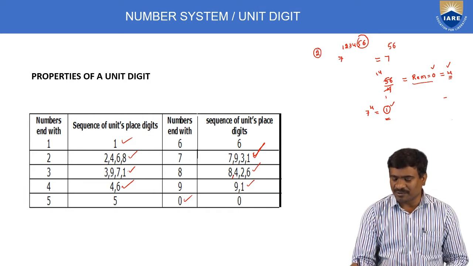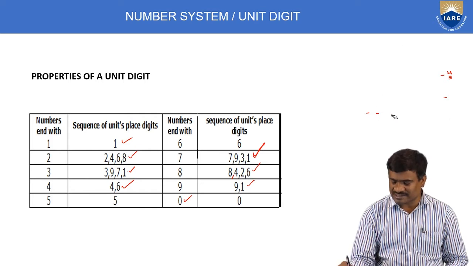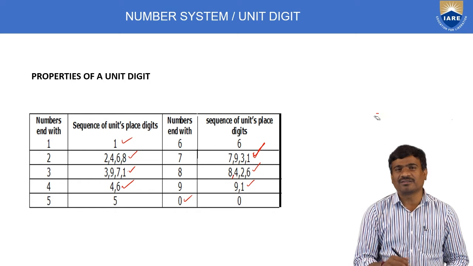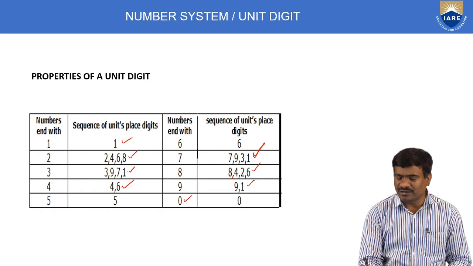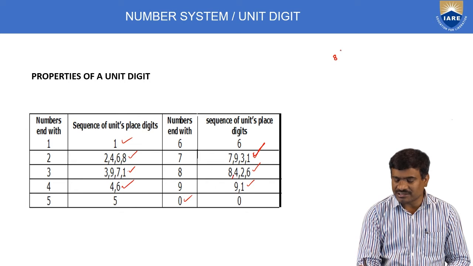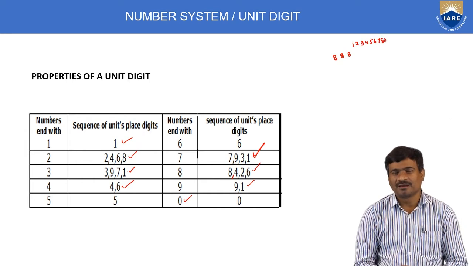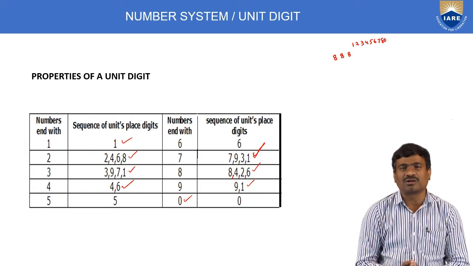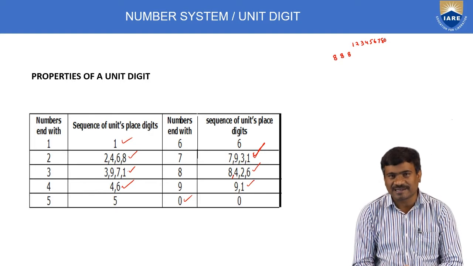Similarly, the last example, then the concept of the topic is completed. Here the examples depend only on these logics. If you know these logics perfectly, then the unit digit concept is completed. Next, last: find the last digit of 888 to the power of 12345678 0. The question is lengthy, but apply only the logic of the topic. If you know the logic of the topic, then this example is easy.